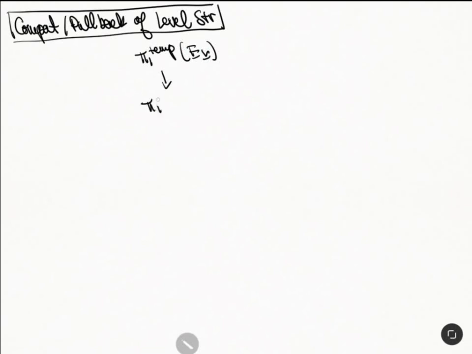So pi 1 temp here, E B underline mod L. And then we were given this thing. So this was C star F M underline. So this was this map that we were given. Okay, so we had a YouTube thing on this. So there's this Hurewicz map.